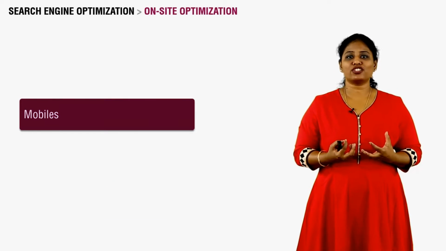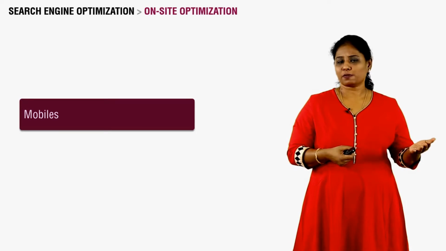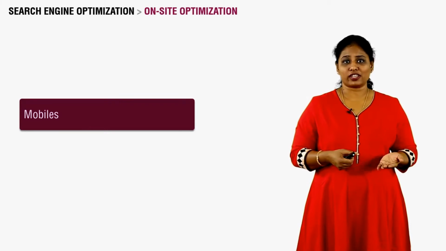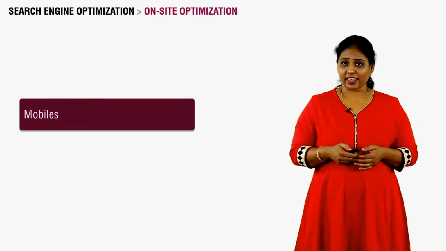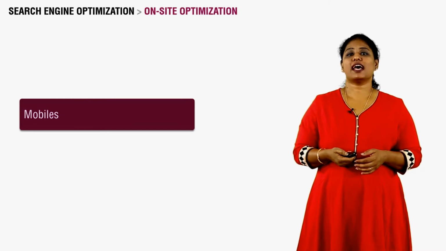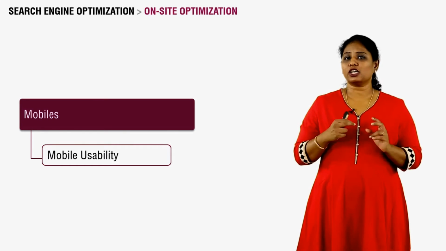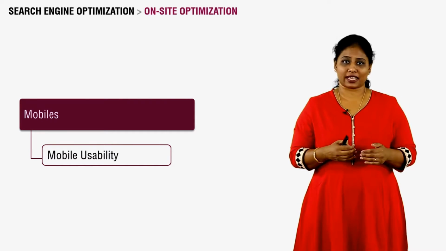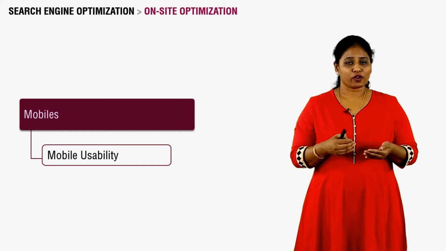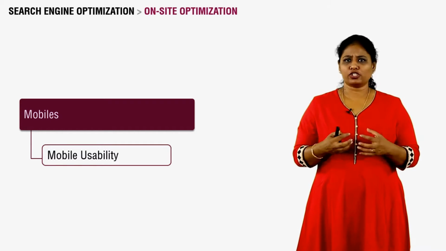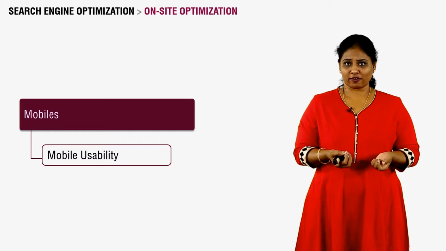Mobiles are a major source of traffic today. Like we spoke about, close to 30% of the traffic on the internet happens through mobiles. Therefore, it is critical that a user has a good experience on mobiles. Mobile usability is a term used to indicate how friendly your site is on mobiles. Therefore, when you're building it, remember that it should be a simpler version of your website.